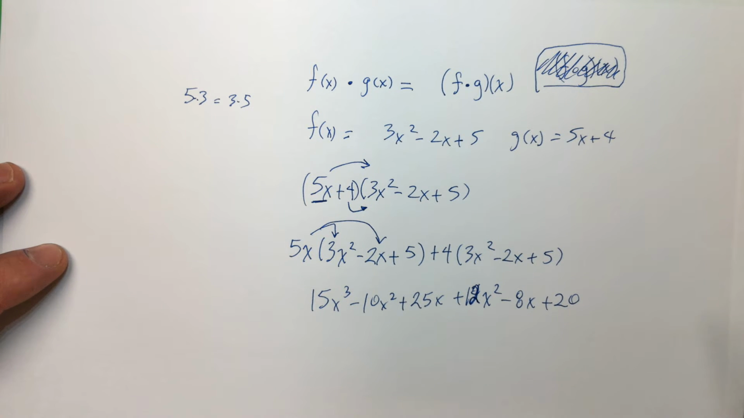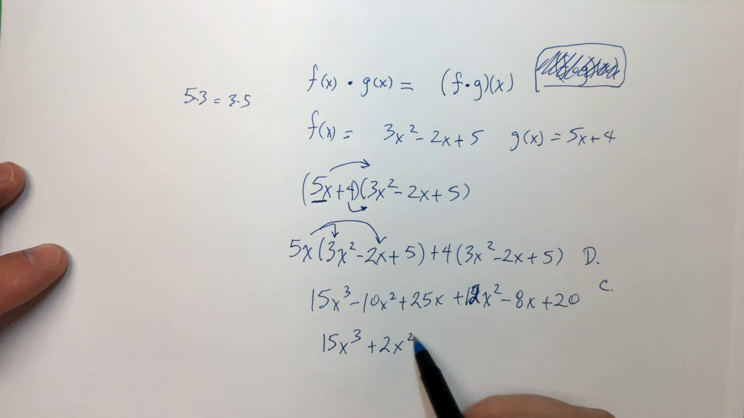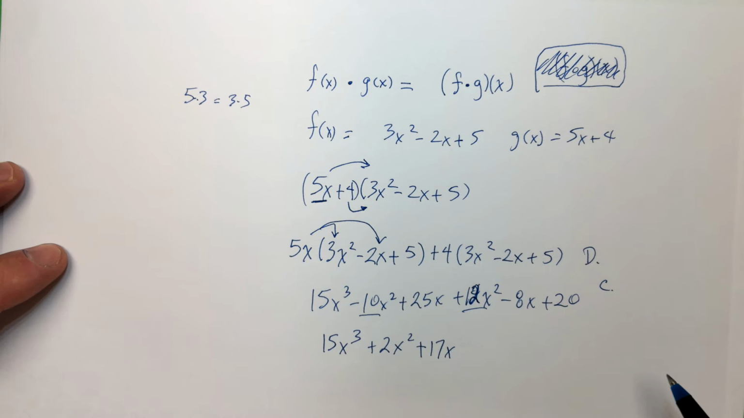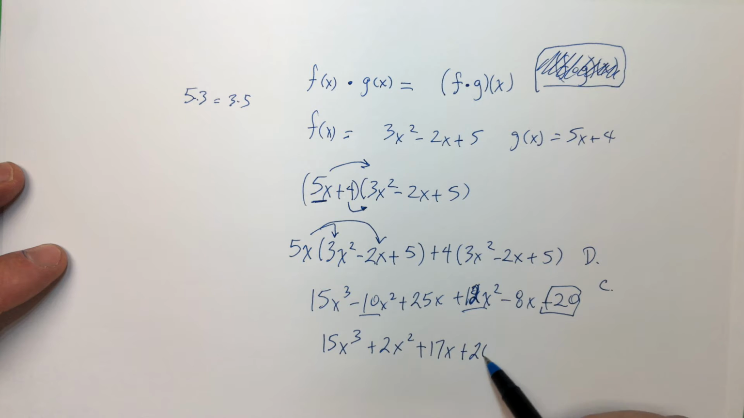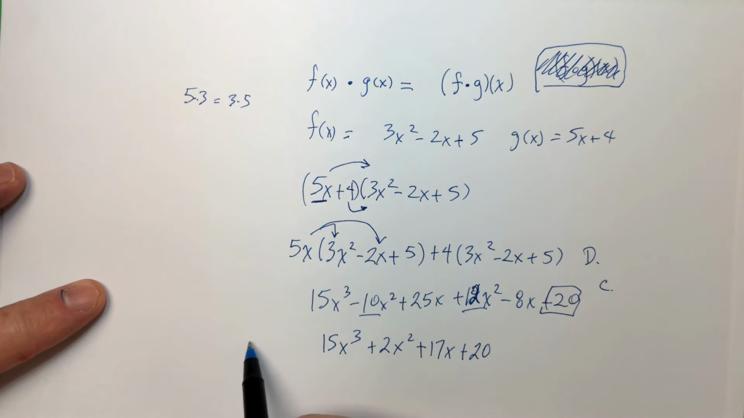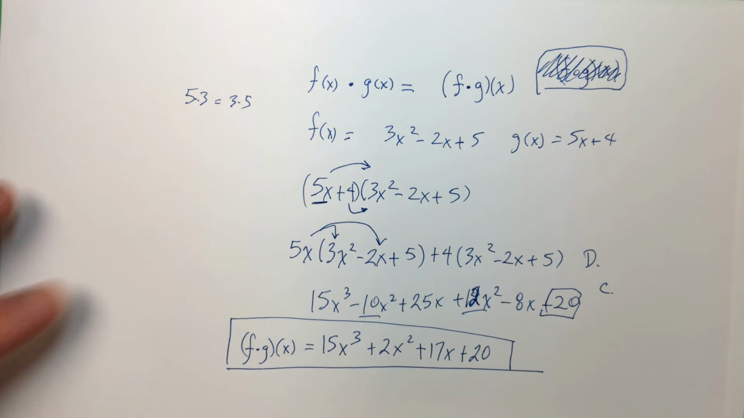Right? After you distribute, you always combine like terms. There's only 1 x cubed, so it's 15x cubed, but I have negative 10 and positive 12, so that's 2x squared, right? And then the x's, 25 minus 8, I think that's 17, I hope it is. I'm really tired, it's been a long day. And the constant, the number at the end without a variable, is 20. So this was f times g of x. That's it.